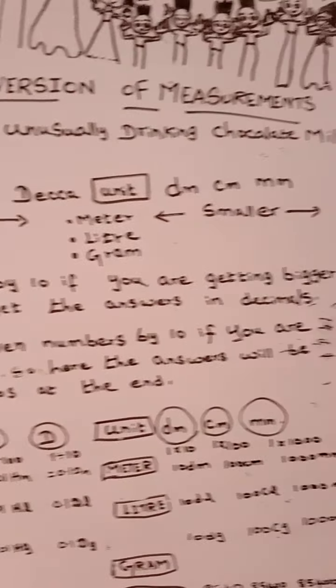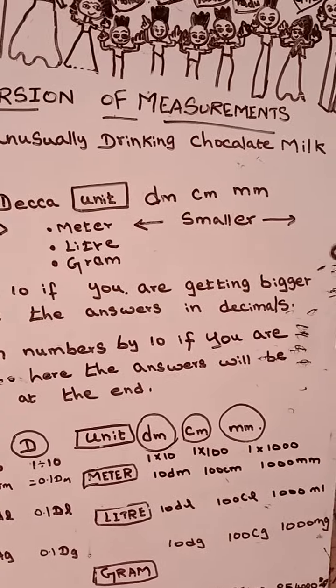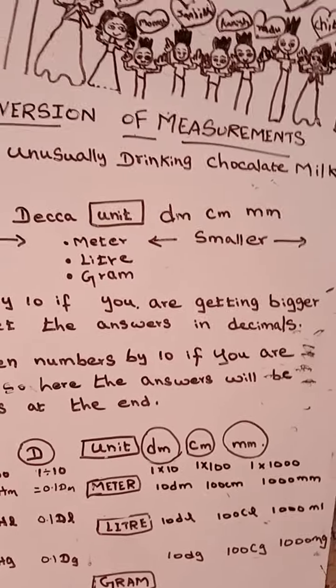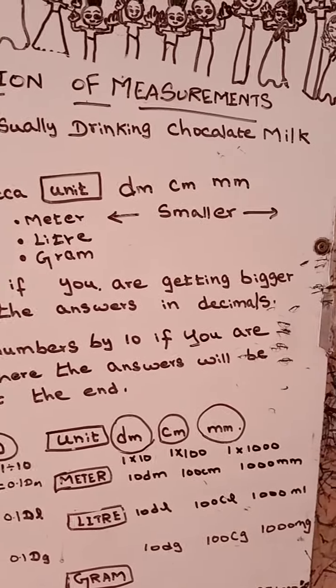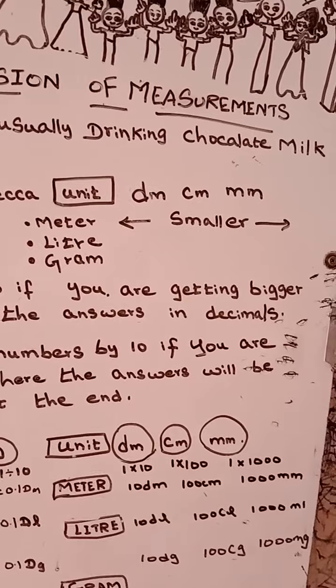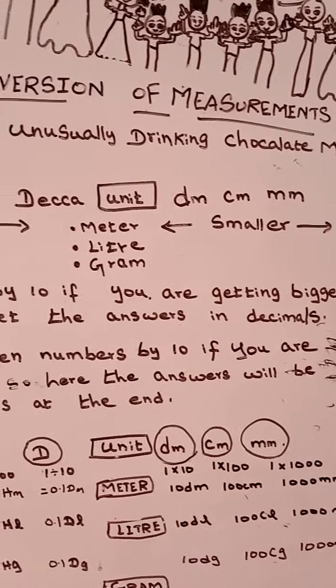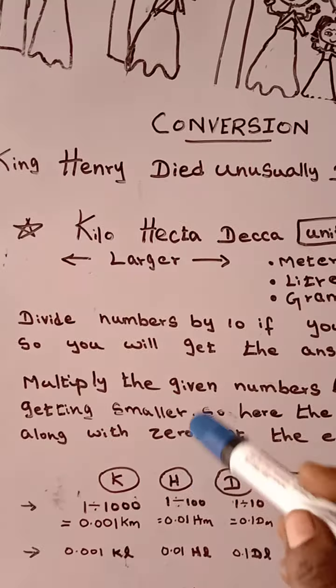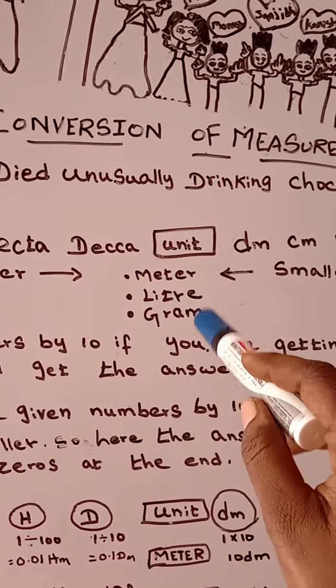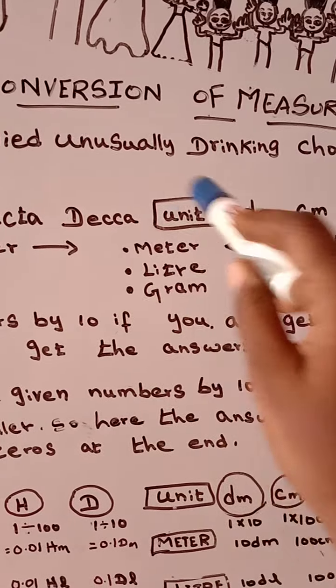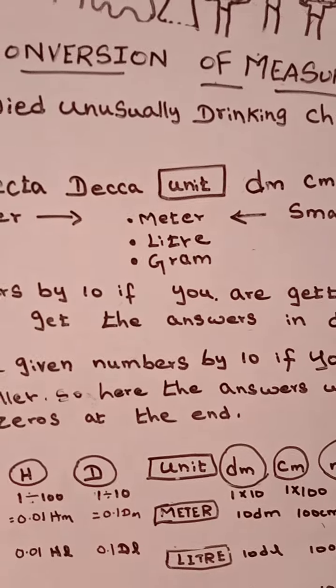Now we can see the portion conversion of measurements. Okay. So what is measurement? Measurement is the one in which we are measuring the given thing. It might be a cloth, it might be any milk or grocery items, all those things. Okay, so we have three units given here: meter, liter and gram. These are the units in which we will be measuring the given things.